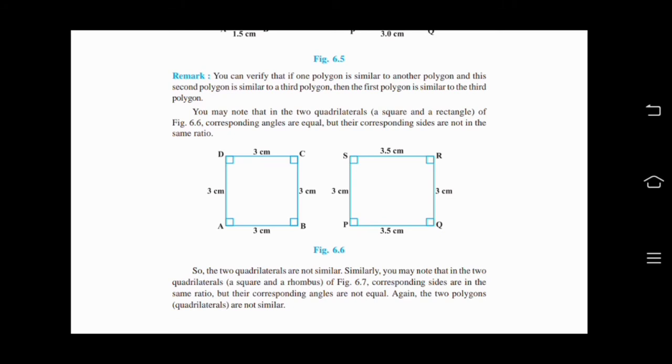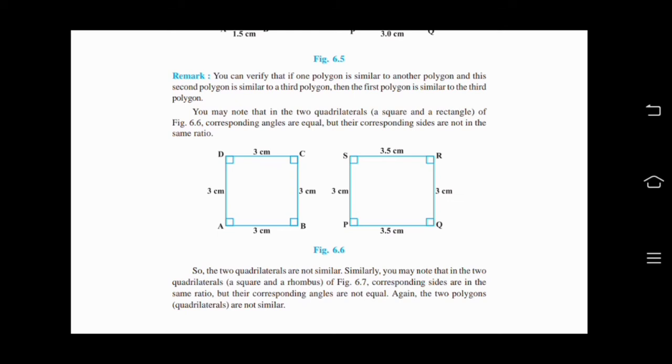Now let us see whether the second condition is satisfied or not. Let us observe side AD. AD is 3 centimeters. Its corresponding side PS is also 3 centimeters. So the corresponding ratio is 1 is to 1, right? Now let us check whether it is satisfied for the other sides. The length of side AB is 3 centimeters, but its corresponding side PQ is 3.5 centimeters. Here our corresponding sides ratio is not maintained in these two quadrilaterals. Hence, the second condition is not satisfied.